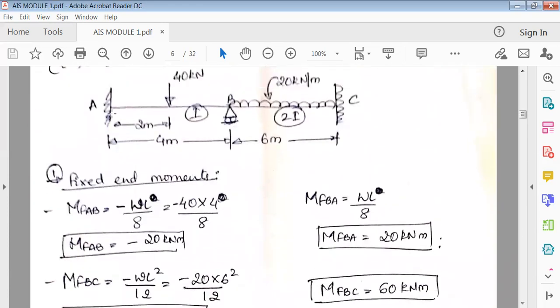So it's a fixed end. AB is A to B. We are treating B also as fixed end because we are splitting it. Then we use the formula, again a point load acting at the center. So MFAB, MF A to B, is minus WL by 8. Minus, because the 40 kilonewton load is trying to push the beam downward. To stop this, a moment is created by the fixed support which tries to push it back upward, so it will go in the anti-clockwise direction.